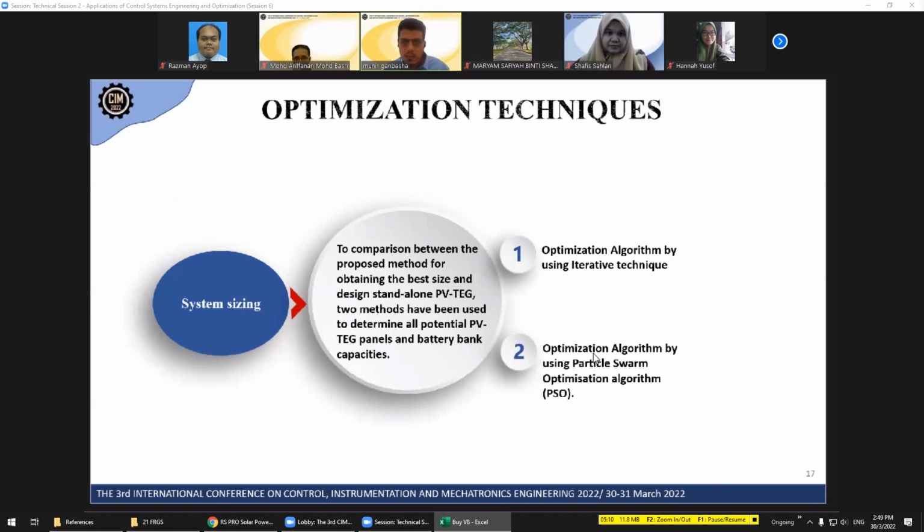The proposed sizing method in this work is particle swarm optimization. Another method has been used, which is an iterative method, in order to make comparison with the proposed method.